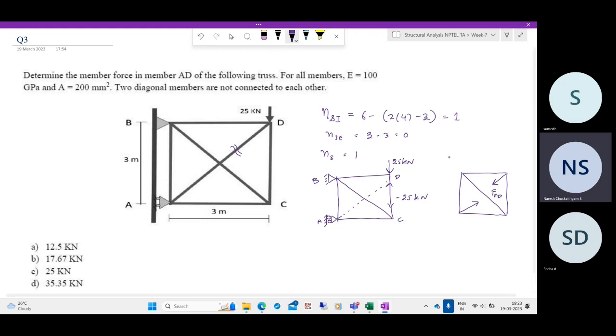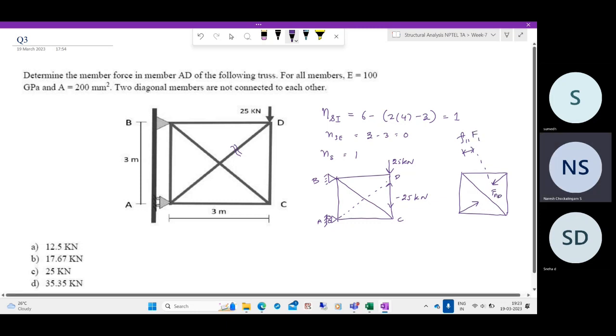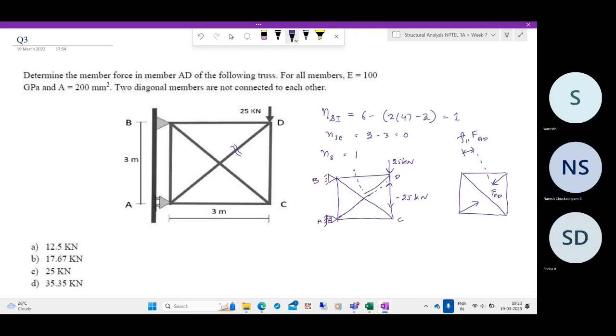So by how much will this mismatch happen? Here the mismatch will be equal to small f1 FAD. Let me take it as just F1, capital F. Take it as F, or FAD, no problem. In this case, let this applied force create a mismatch of D1L.